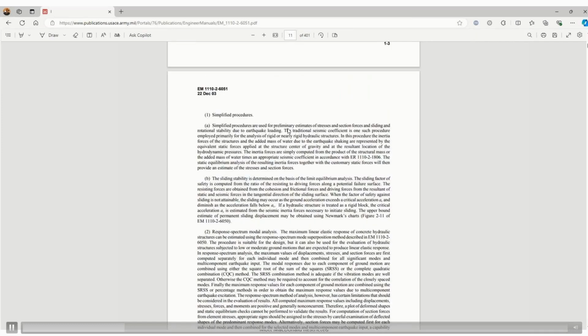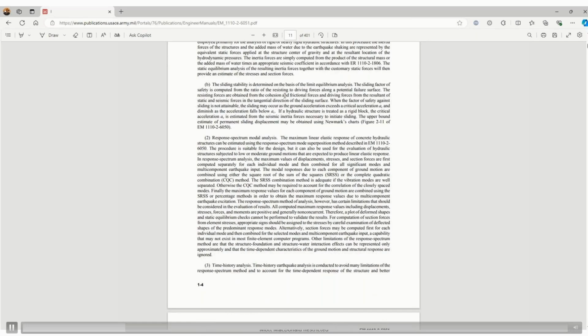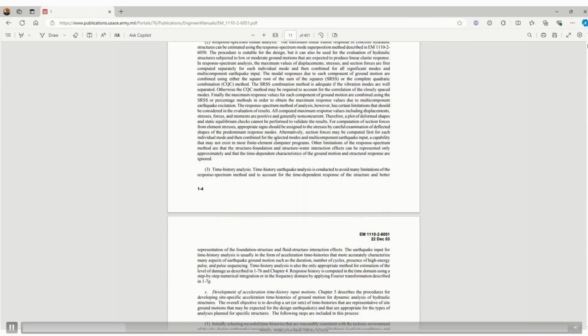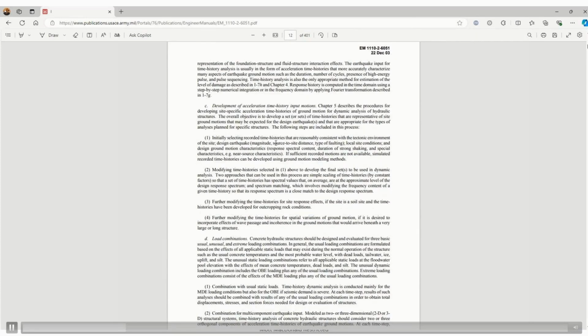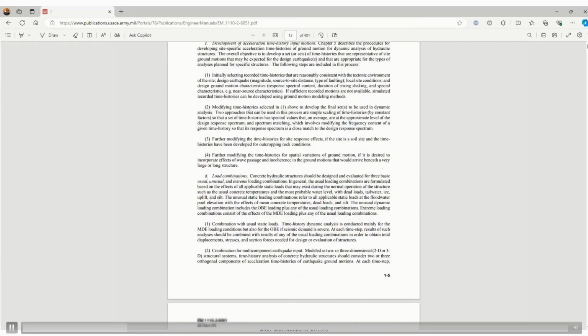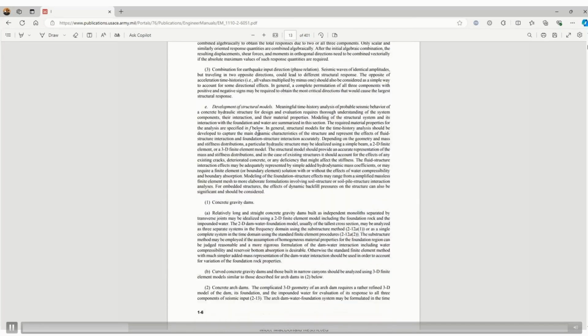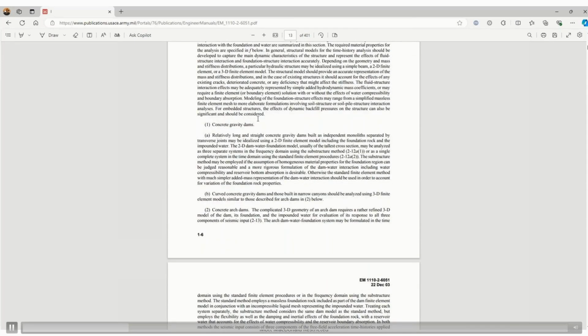So the simplified procedures we have gone through, and its stability, whatever. Please go through it. And for stability criteria, just go through the engineering manual EM 1110-2-2200. Then how to develop these time history acceleration input motions, please go through it. It's not of much use. We already have this. Seismic experts will do this.